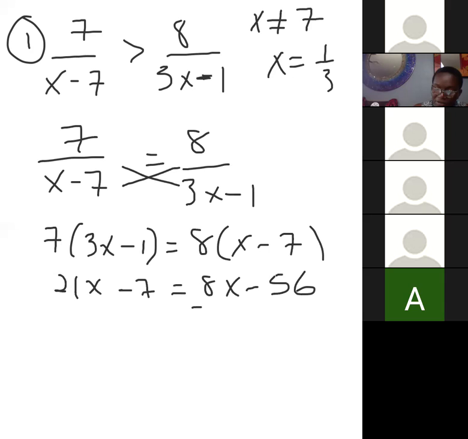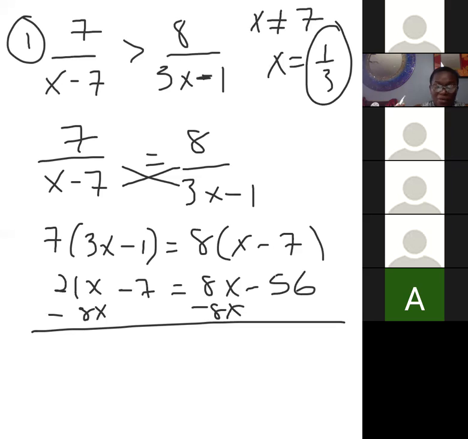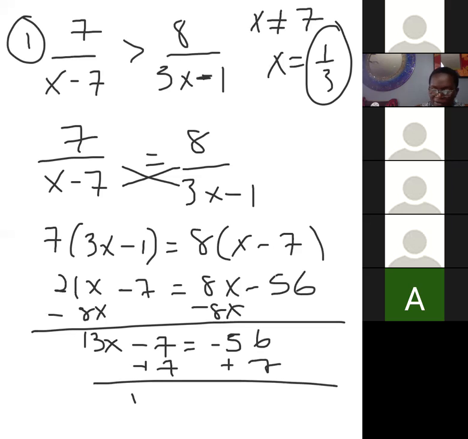56. I'm going to subtract 8x on both sides. Now, some of you may be saying, well, can I do this on my calculator? You can, but the problem is picking up values like 1/3, guys. That's going to be really difficult to pick up those values there, okay? I'm left with 13x minus 7 is equal to negative 56. I add the 7 to both sides. So that's going to give me 13x is equal to, ooh, nice, a negative 49, which is going to give us a fraction in the form of x equals negative 49 over 13.